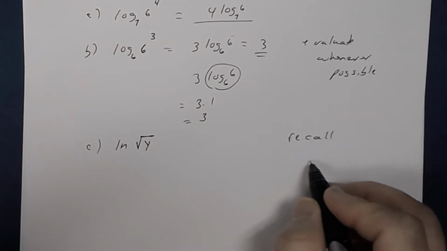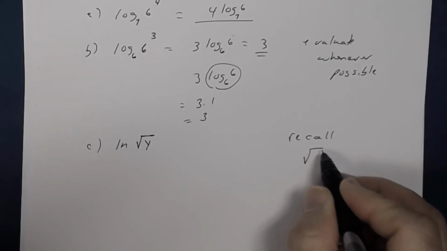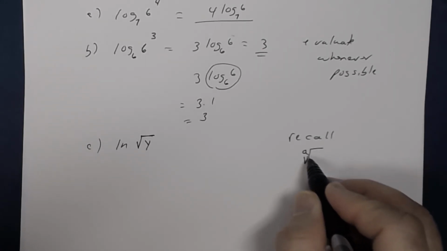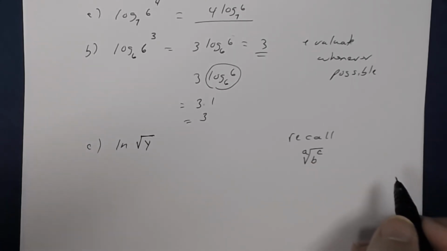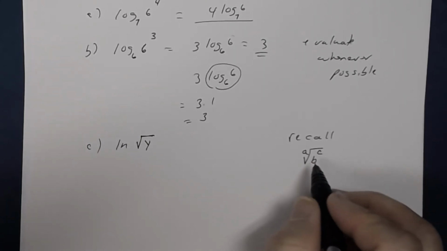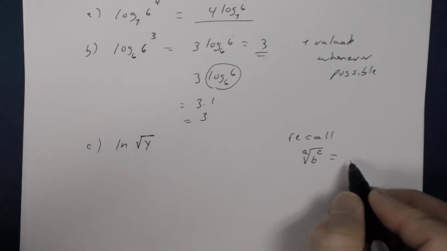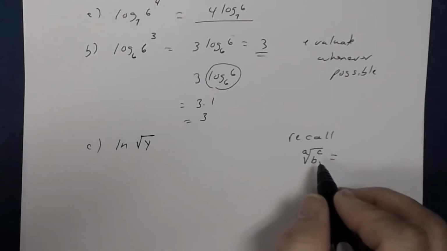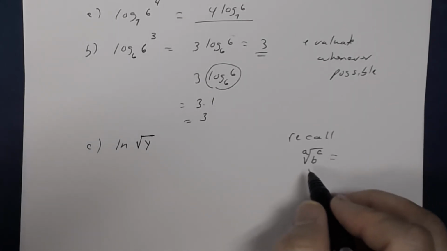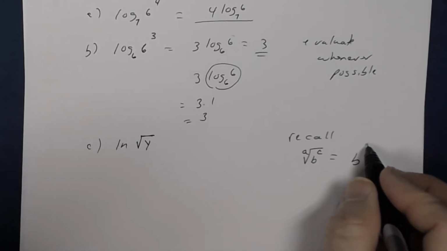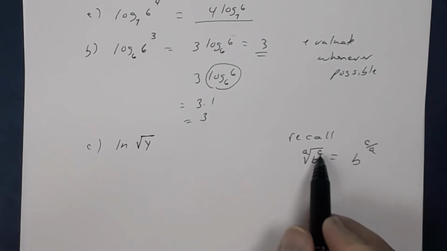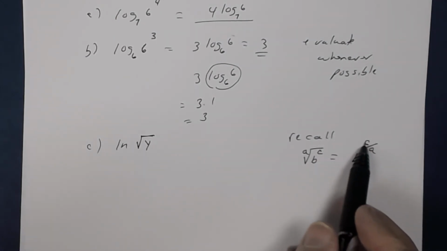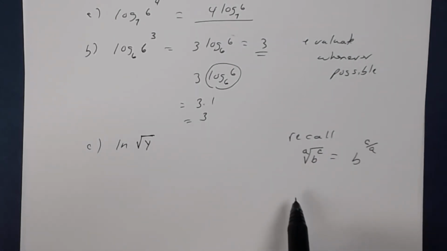Recall that if I have the a root of b to the c power, let's say, I can always write this, and that was from a previous course, as a rational exponent. I can write this as b to the c divided by a. So remember the exponent c is your numerator, the index is your denominator.